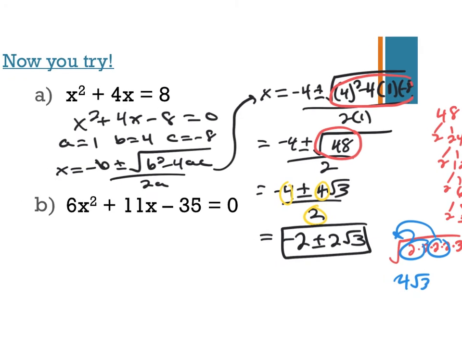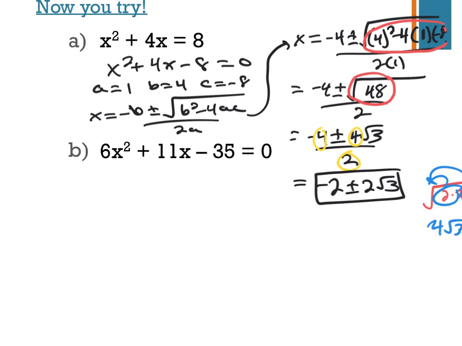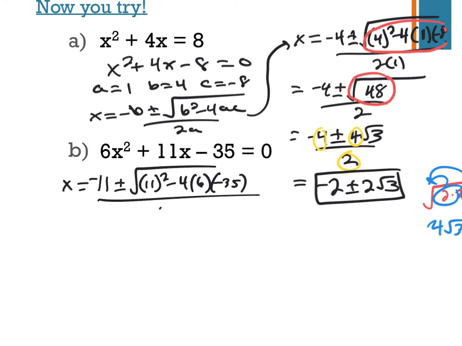For the second one here, everything's already set up for you, so if I just plug it into the formula, opposite of 11 plus or minus the square root would be 11 squared minus 4 times my a, which is 6, my c is negative 35, all over 2 times my a, which is 6. And so if I simplify this, I get negative 11 plus or minus the square root.